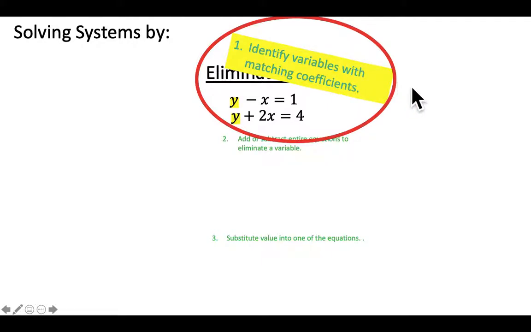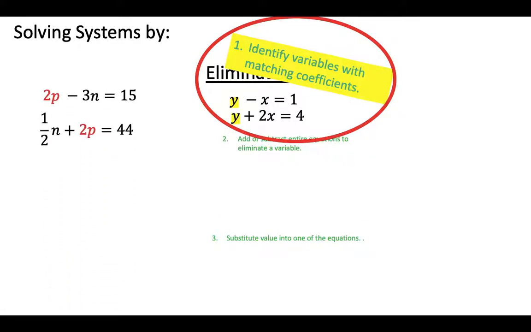The first thing that you're going to do in the first step is to identify variables that have matching coefficients. That's going to get a little bit more complicated in just a moment, but for now we're going to focus on situations where we have matching coefficients. So here it's clear to see that we have a 1x in the top, a 1y in the top equation and a 1y in the bottom equation. So those indeed do have matching coefficients.